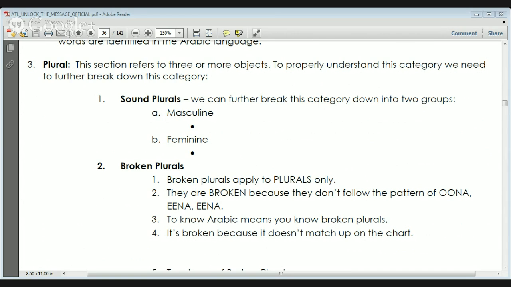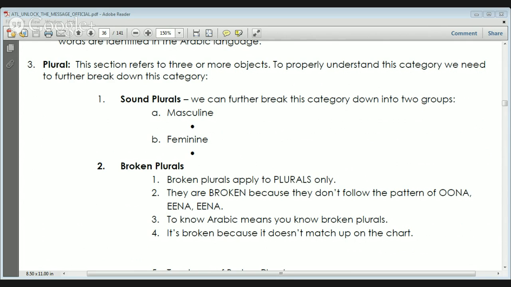Number. How many forms are there? Three forms. First form is singular. Then plural has how many categories? First one, sound plural. Sound plural has how many types? Two. First one is? Second one is? Good. And the second type for the plural? Broken plural. Alright? Broken plural.